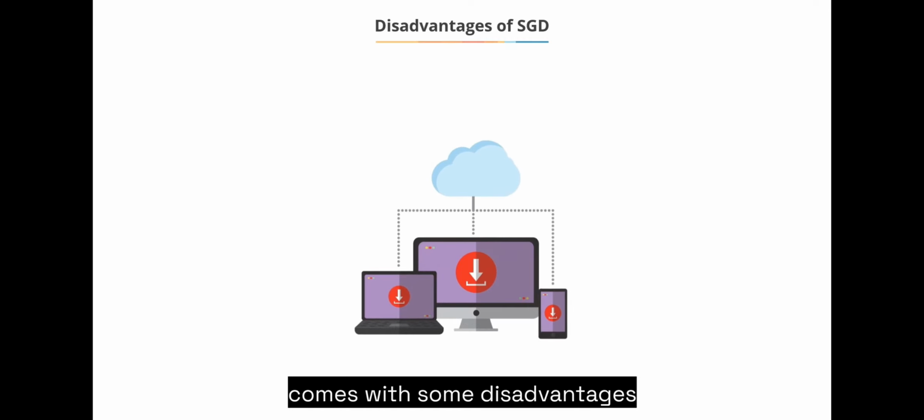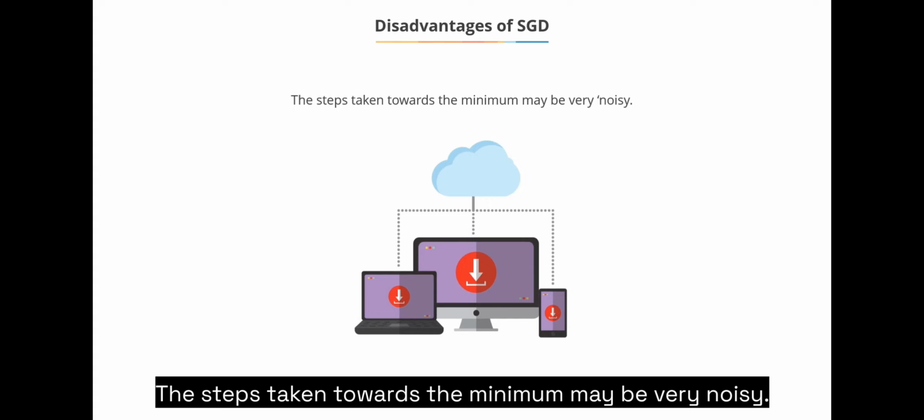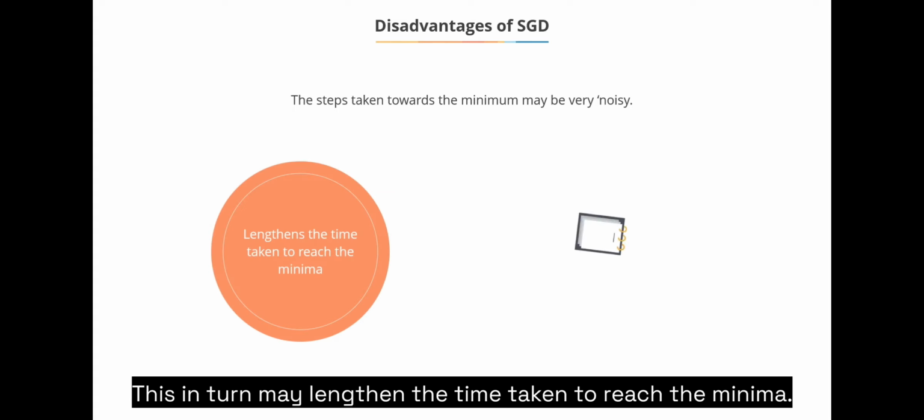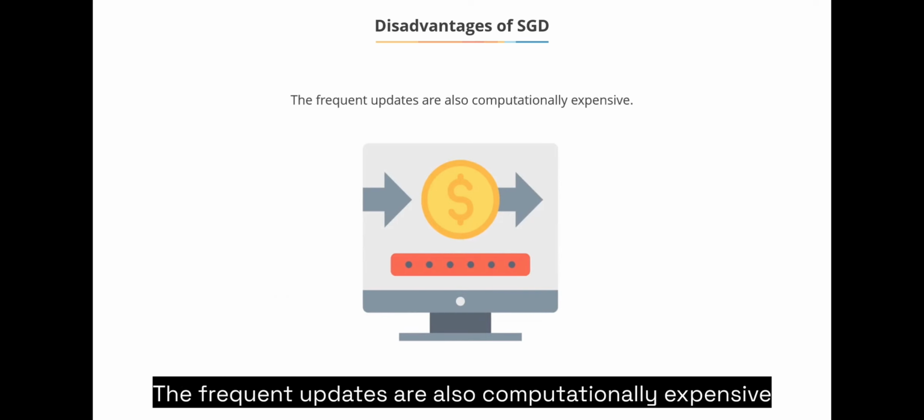As one might expect, SGD comes with some disadvantages. Due to frequent updates, the steps taken towards the minimum may be very noisy. This in turn may lengthen the time taken to reach the minima. The frequent updates are also computationally expensive. Applications of stochastic gradient descent.